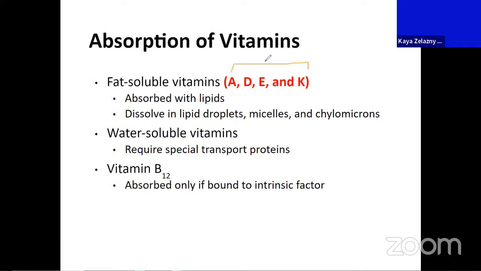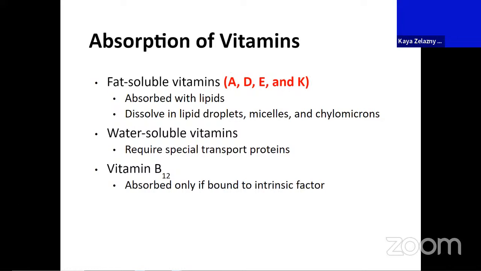Water soluble vitamins are going to need their own transport proteins to cross the cell membrane. So they're not getting carried along with something else, right? We need to actively have different mechanisms for absorbing our water soluble vitamins. And vitamin B12 is its own kind of special case.